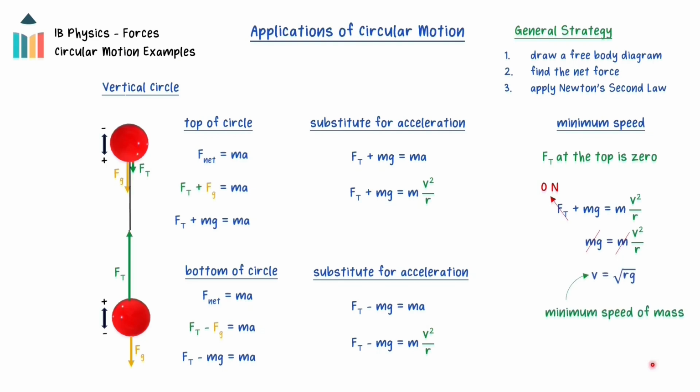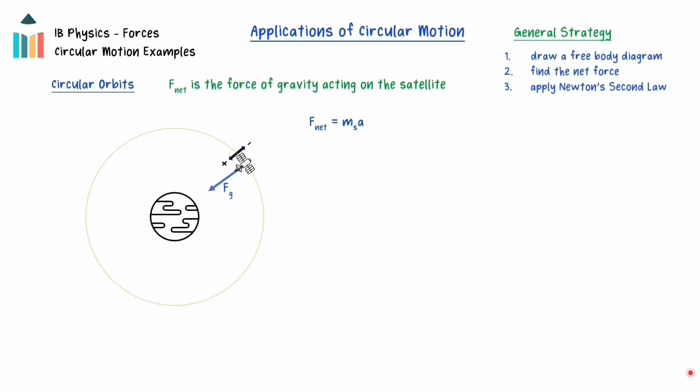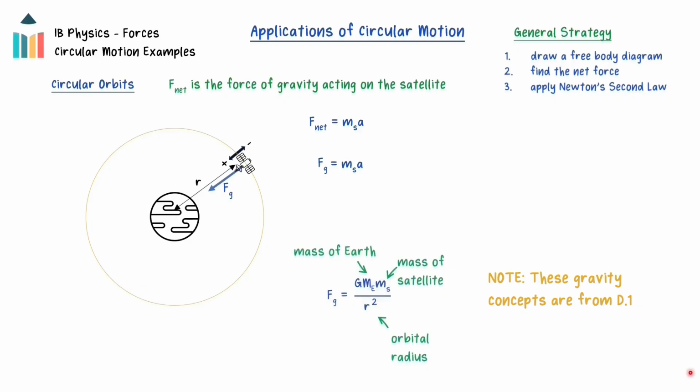Let's consider a satellite undergoing a stable circular orbit around the Earth. In this case, the only force acting on the satellite is the force of gravity, so it's the net force acting on the satellite in its stable circular orbit. Because the satellite is at a high radius from the center of the Earth, the universal gravitational formula must be used to find this force of gravity.